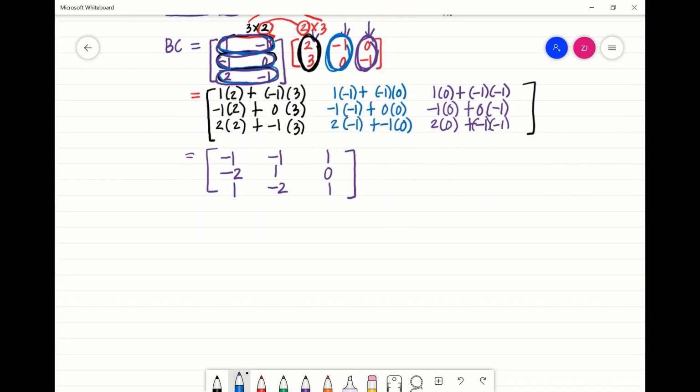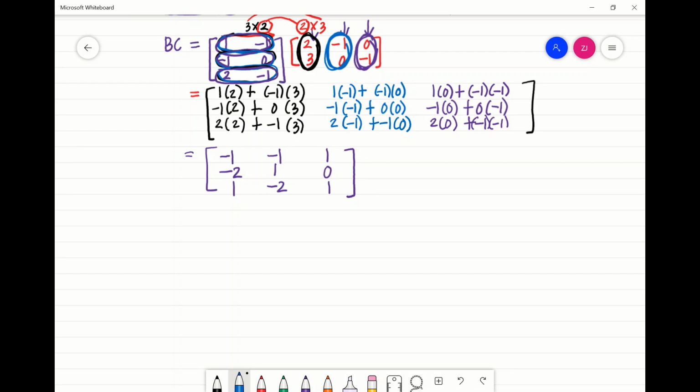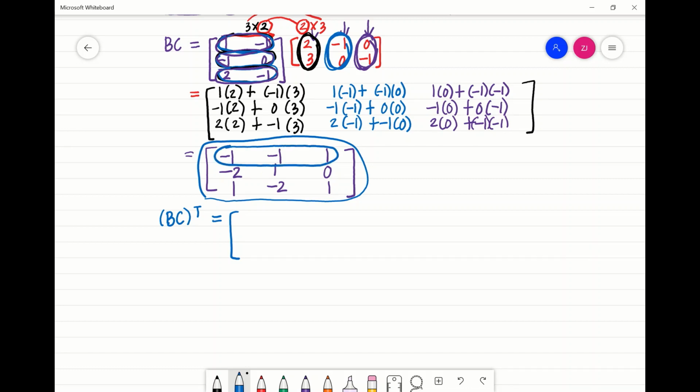So again, transposition of a matrix is by changing the column to be the row or the row to be the column. So now how to do BC transpose? That means we have to transpose this matrix. So what do we do? We get the first row here, -1, -1, 1, and that will become the first column. And then we take the second row here, -2, 1, and 0, and then lastly 1, -2, and 1. So this is BC transpose.